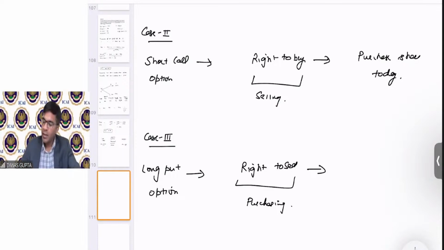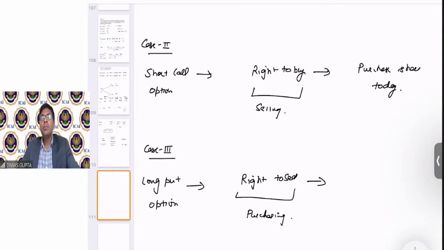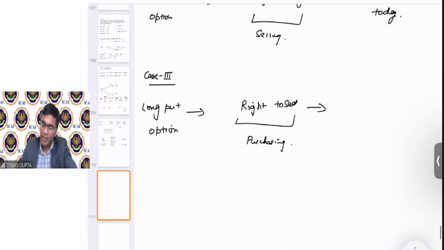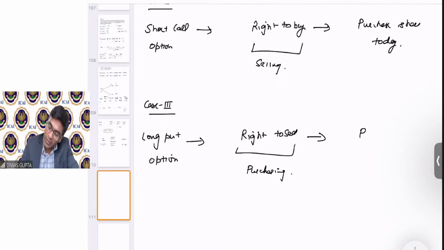Come on, students, tell me, what should we do? Sorry. I'm talking about the position to be taken in the cash market and the options market. Let's say you have taken a long position in the option market and you have taken a long of put, which is a right to sell. That means you have purchased a right to sell. Now, once the right to sell gets exercised, what will I have to do? I will have to sell the shares, because I am longing. So that means I have to purchase a share today.